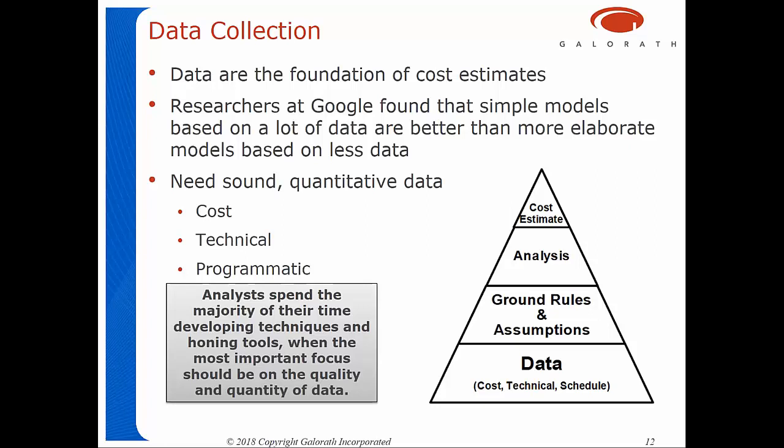There's been a lot of research done on data and how much data you need. And researchers at Google found that simple models based on a lot of data are better than more elaborate models based on less data. We need sound quantitative data, not just cost, but also technical and programmatic. And we as analysts like to spend a lot of time working on tools and techniques. That's sometimes the fun part of our job. But the most important focus really should be on the quality and the quantity of the data.